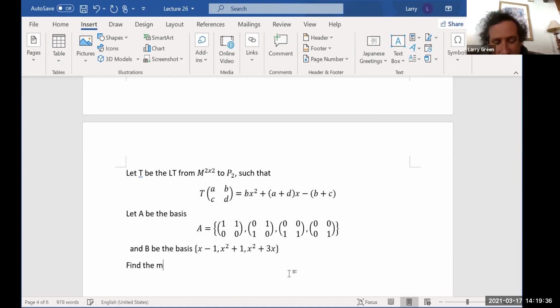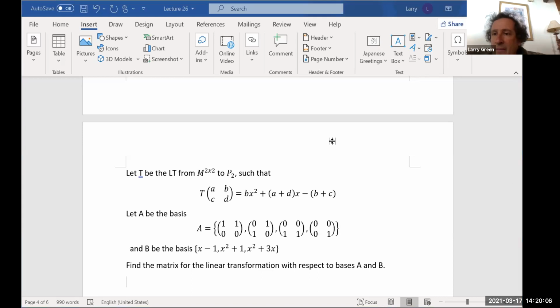Find the matrix for the linear transformation with respect to bases A and B. Do you understand the question? Any questions on the question? All right, how might we do this? Any thoughts?